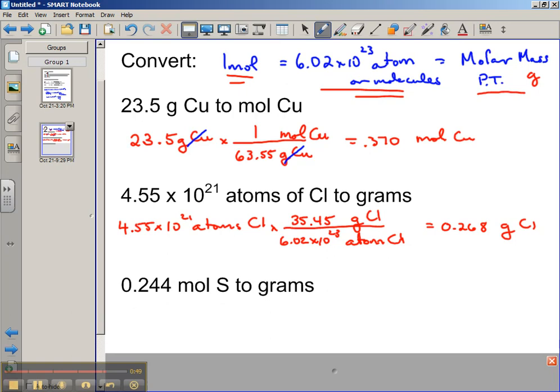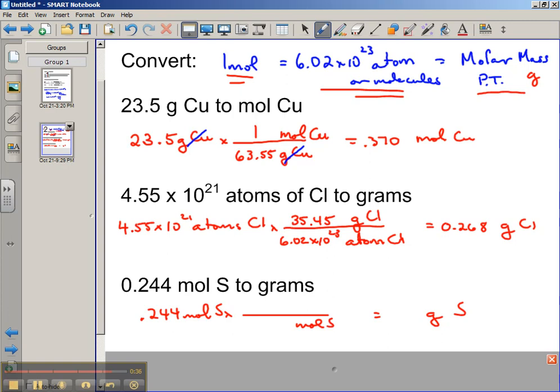Okay, last one. 0.244 moles of sulfur, and I want to go to grams of sulfur. Put moles of sulfur in the denominator, grams of sulfur on the numerator. What's my relationship? 1 mole equals, and then for grams I go to the periodic table, 32.07 grams. And so for this one I just type in 0.244 times 32.07, and that is 7.83 grams.